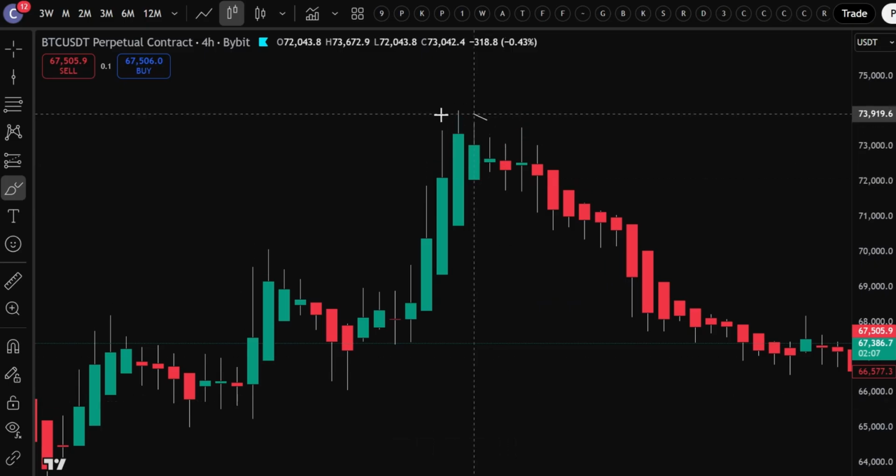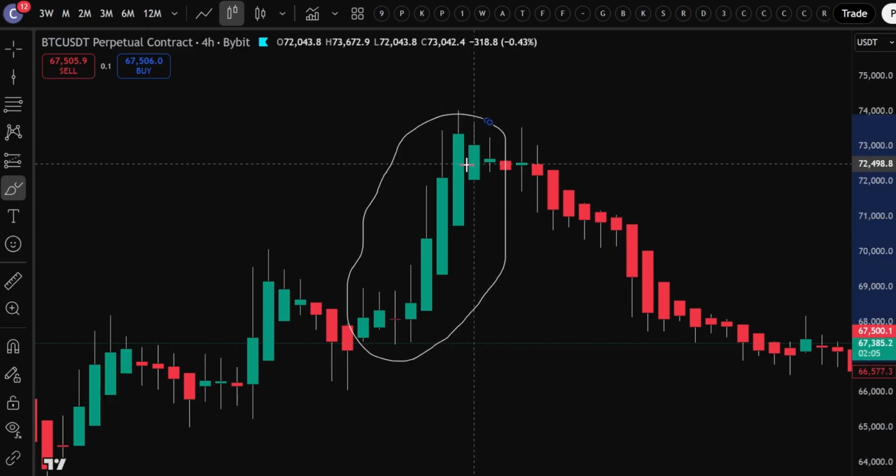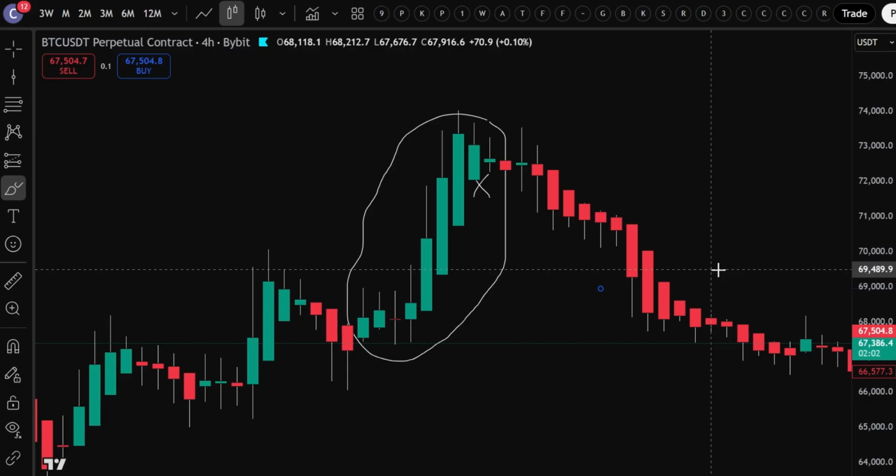What you should focus on is when the candles start getting smaller and you see a no-wick candle. That's your signal to get ready to enter the trade.